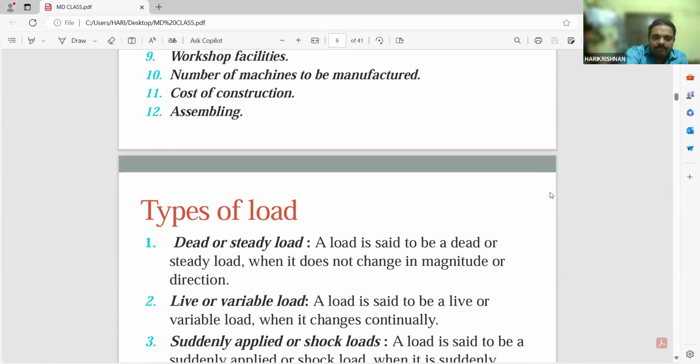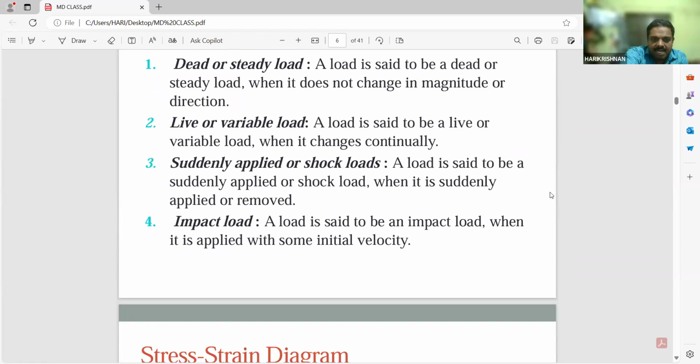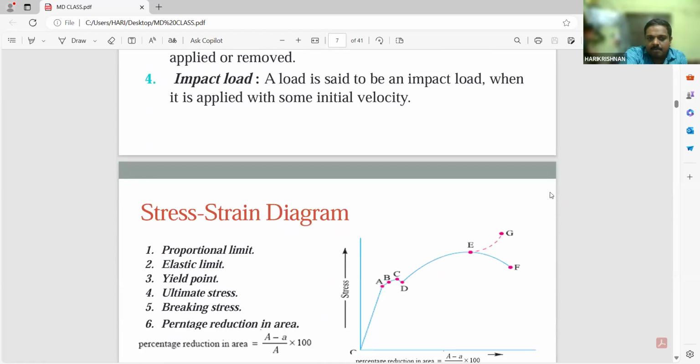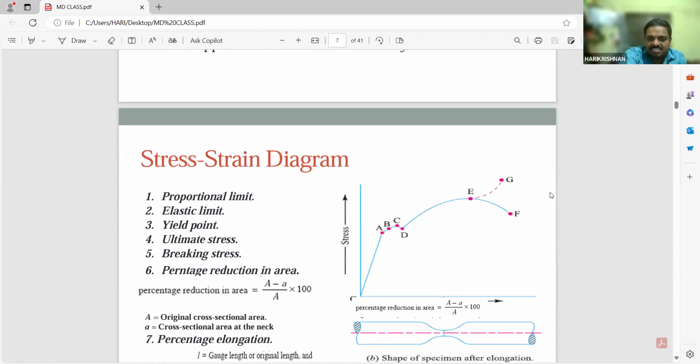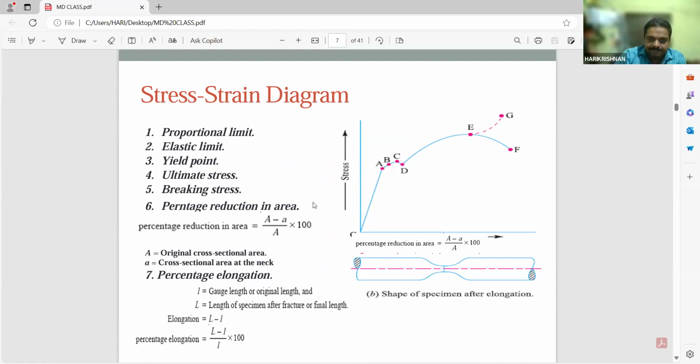Then we studied the types of load: dead load, live load, suddenly applied load, and impact load. Then we studied the stress strain diagram. In that diagram, A is known as the proportionality limit, B is the elastic limit, C is the yield point, D is the ultimate stress, and E represents the breaking stress. This we have already discussed.